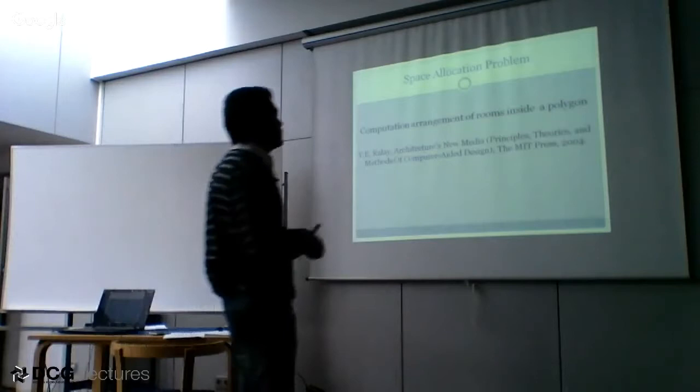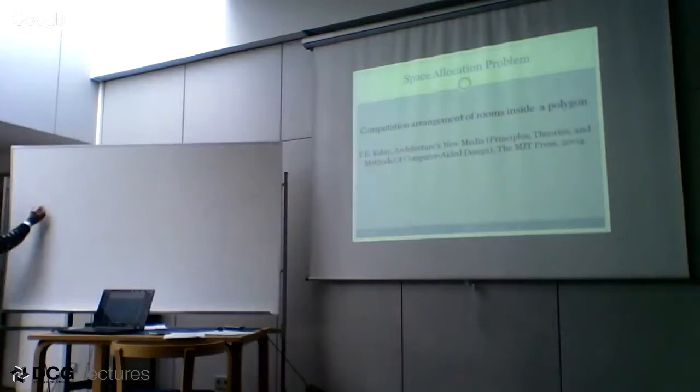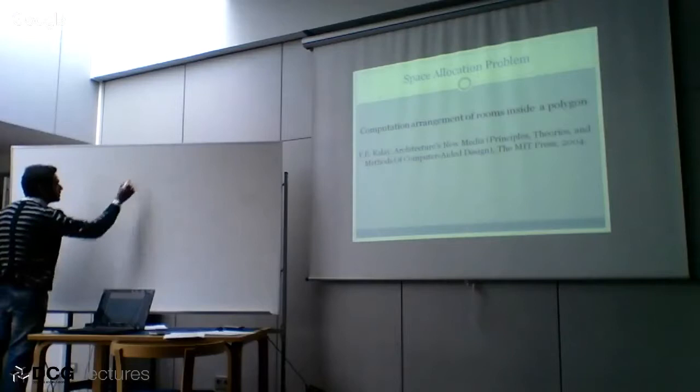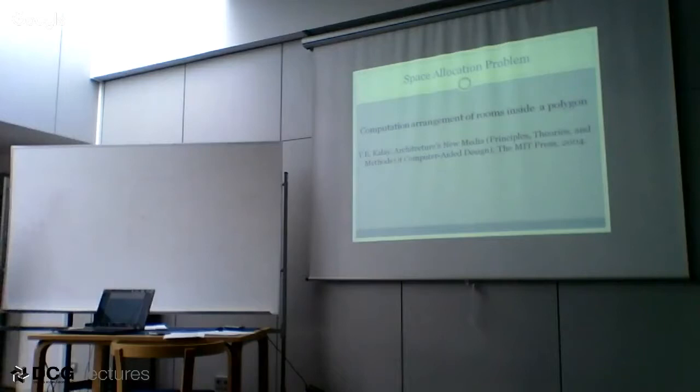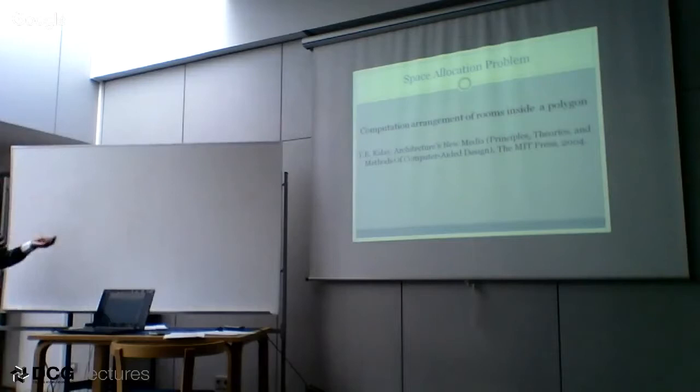One of the related, well-known problems is the space allocation problem, which is the computational arrangement of rooms inside a polygon. So you are given some rooms of different sizes, in particular rectangles, and then you are given a polygon, maybe something like this, which is made up of straight lines, and then you have to fit them inside this polygon. So the first thing is, is it possible to fit them or not? If it is possible, then you should have the minimum wasted space or voids or gaps. So they call it a space allocation problem.